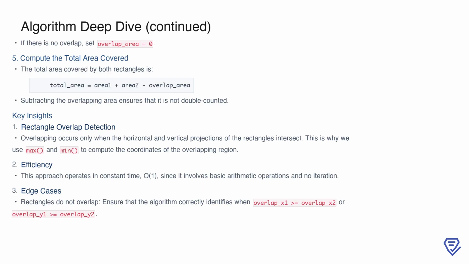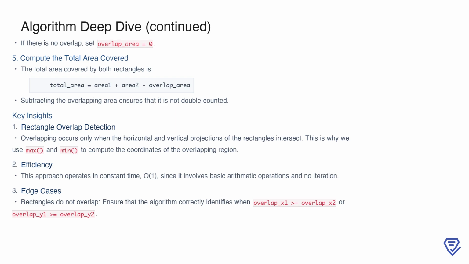With the overlap area determined, we can now compute the total area covered by both rectangles. This is done using the formula total_area equals area1 plus area2 minus overlap_area. Subtracting the overlap area ensures that the shared region between the rectangles is not counted twice.